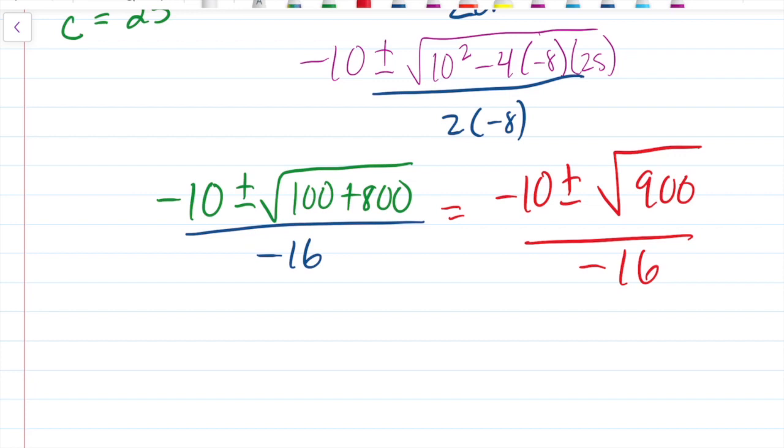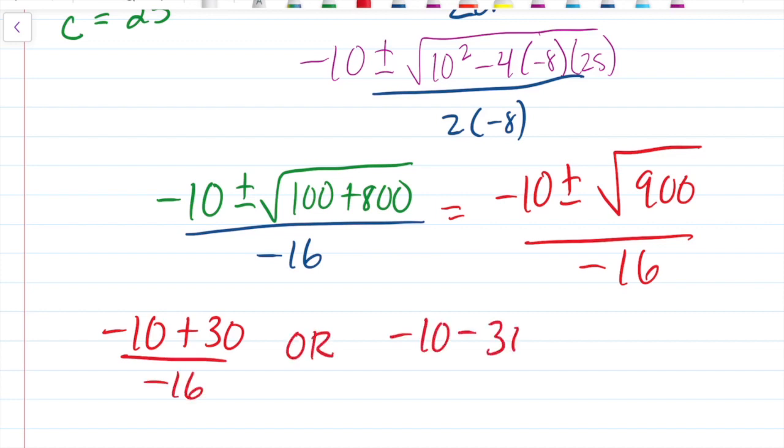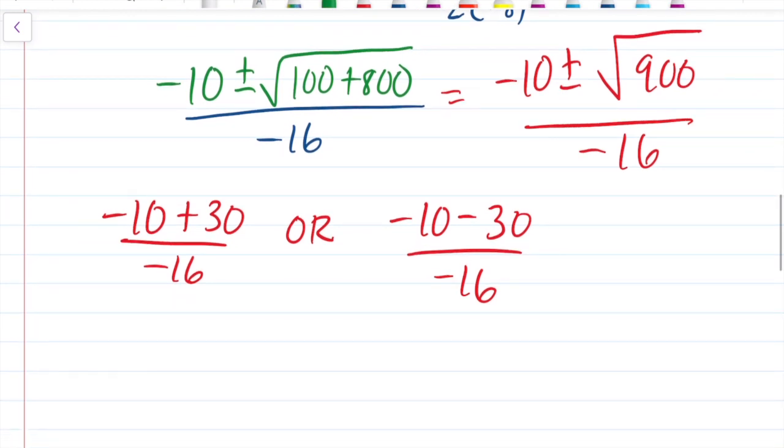Now, grab a calculator. If you put in the square root of 900, that's actually 30. So my two possible answers are -10 plus 30 over -16, or -10 minus 30 over -16. Well, think about this. If I simplify here, -10 plus 30 is 20 over -16, that's -1.25. And then -10 minus 30 is -40, divided by -16, that's 2.5.